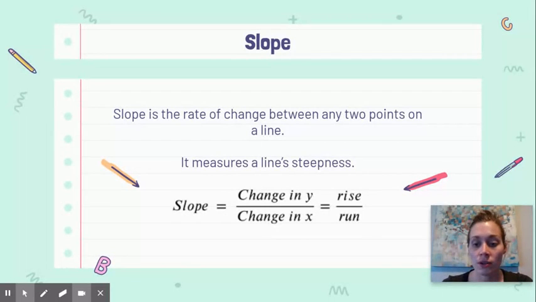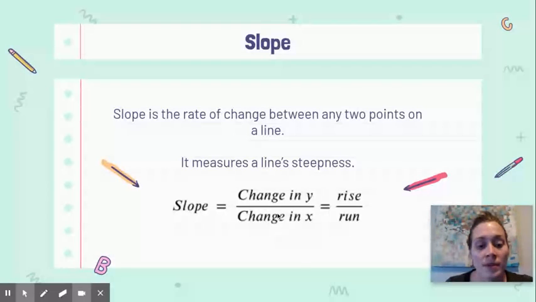So in your notes, you'll see here where it says slope is the rate of change between any 2 points on a line. So we are going to pick 2 points on a line, any 2 points, and just find what the rate of change is. That rate of change is going to tell us how steep that line is, how quickly it's going up. Is it a very steep line, something that would be kind of scary to ski down, or is it a pretty slow incline, something that might not be so intimidating if you're a skier?